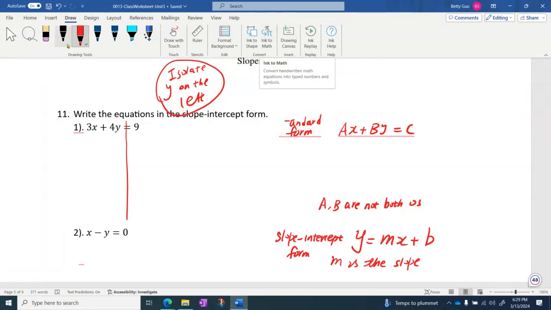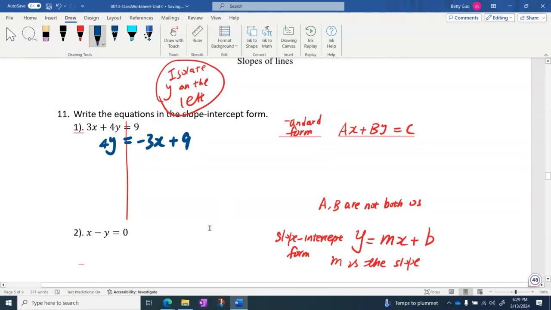That means we want 3x on the right side, so move it over. You see what I'm talking about? Yeah, the transposition of terms also works here. We have 3 terms in total in the equation, 3x plus 4y equals 9.